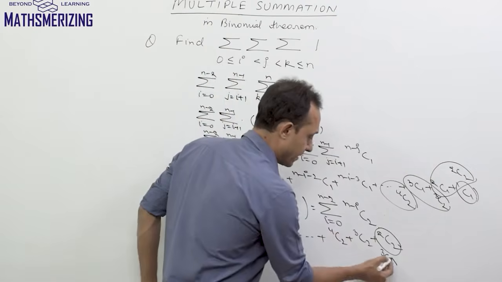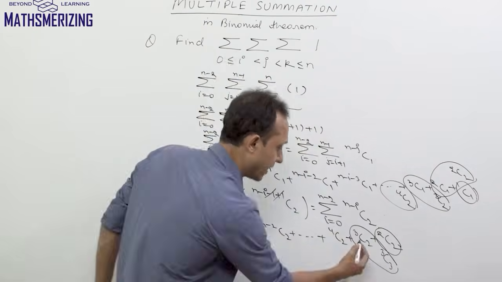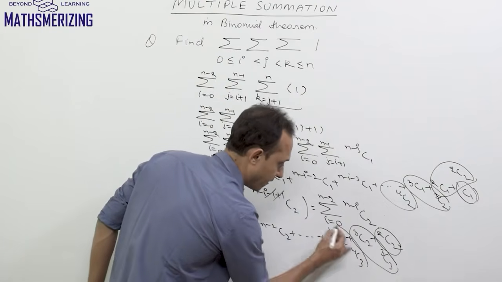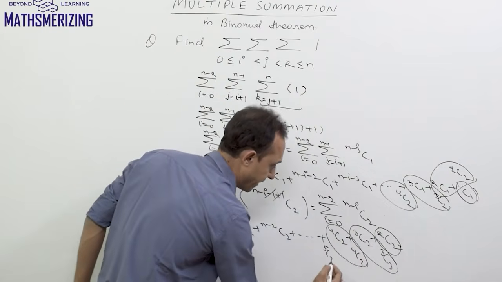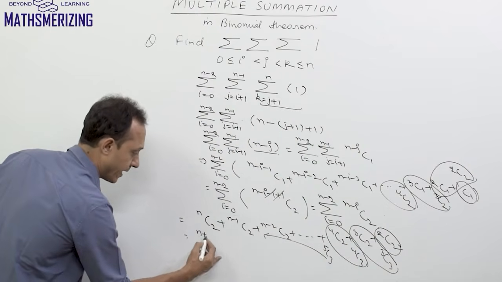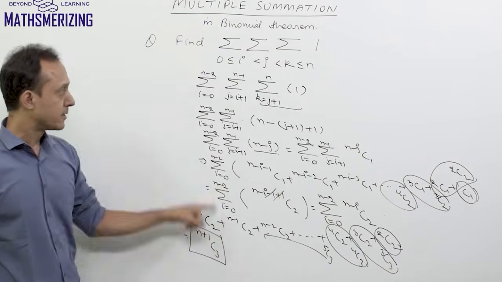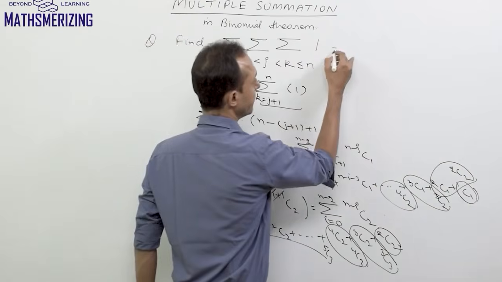If I use the property again, where n is the same and r differs by 1, then it will be 4C3. Now 4C2 plus 4C3 will be 5C3. If I continue in this fashion, then finally I'll get (n plus 1)C3. So the answer to this triple summation is (n plus 1)C3.